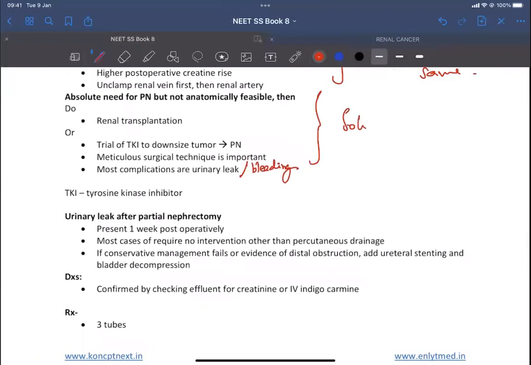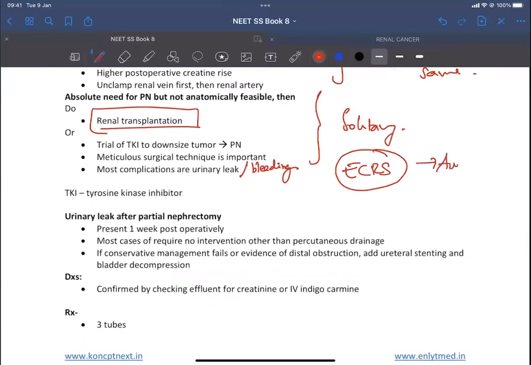So if you've got a solitary kidney, you have to absolutely do a partial nephrectomy, but if you're not able to, then you can either remove the kidney and do a renal transplantation, or you can take the kidney out, do an extracorporeal renal surgery, that is ECRS, extracorporeal renal surgery, and then try and do an auto transplant. So we can give a trial of tyrosine kinase inhibitors, but this is not commonly practiced.